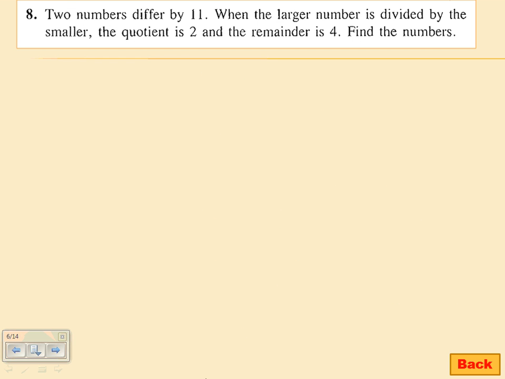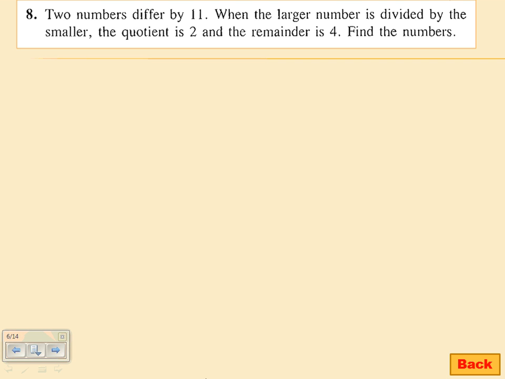For number 8, it says two numbers differ by 11. When the larger number is divided by the smaller, the quotient is 2, and the remainder is 4. Find the numbers. Well, guys, this is very confusing, but you won't get a problem like this on your quiz, but I want you guys to see how I set it up.